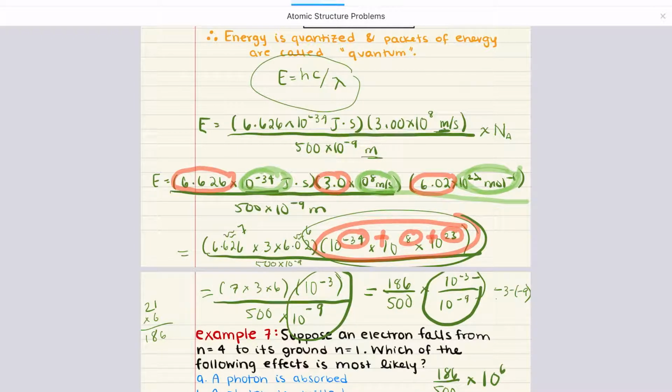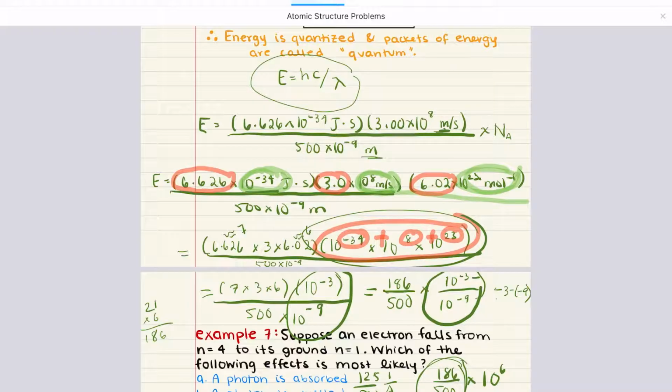Okay, now we can figure out this approximately. We're going to be a little bit lenient with the way that we do this approximation. 186 over 500 is just a little bit over 1/4. If it was 125 over 500, this would be exactly 1/4. This is close enough. This is about 1/4.